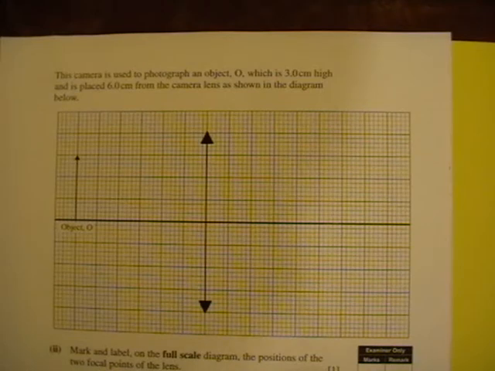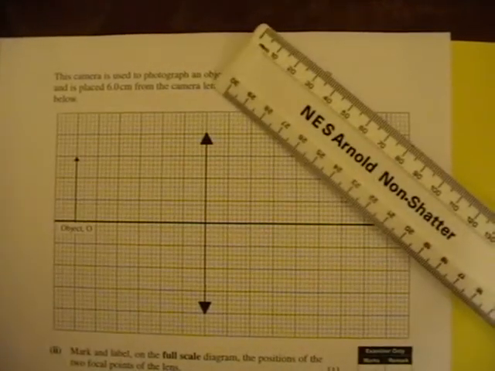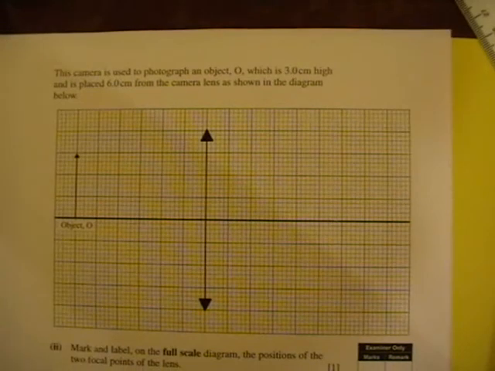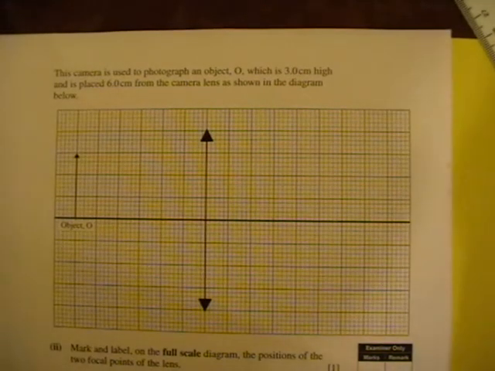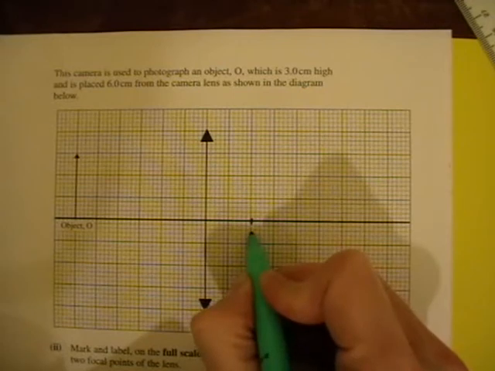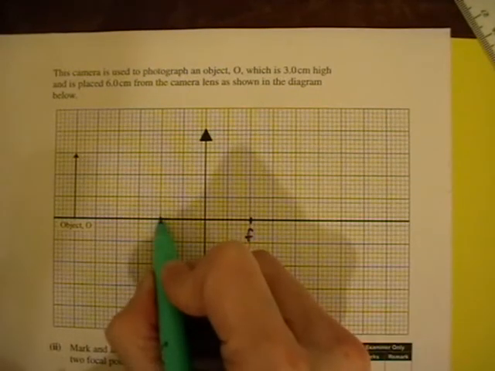To mark the position of the 2 focal points, what you have to do is make sure that you first of all draw, so what you have to do is mark in the 2 centimeters from the last part of the question over the page, and that is here. Mark an F here and an F here.